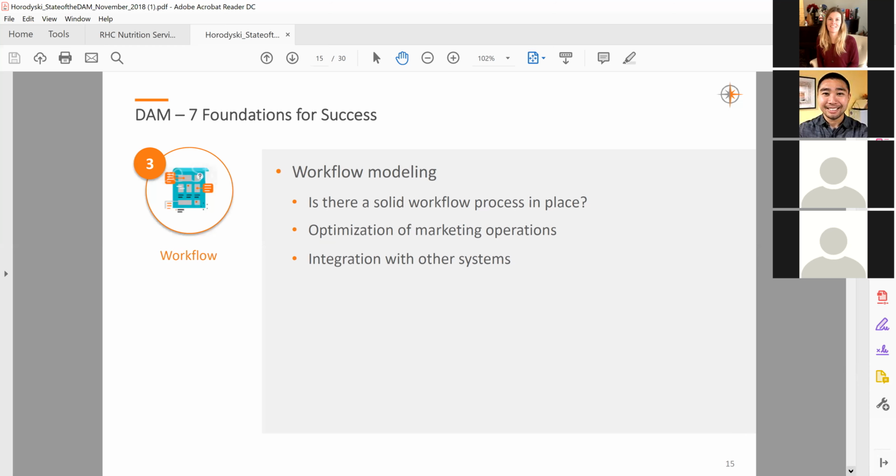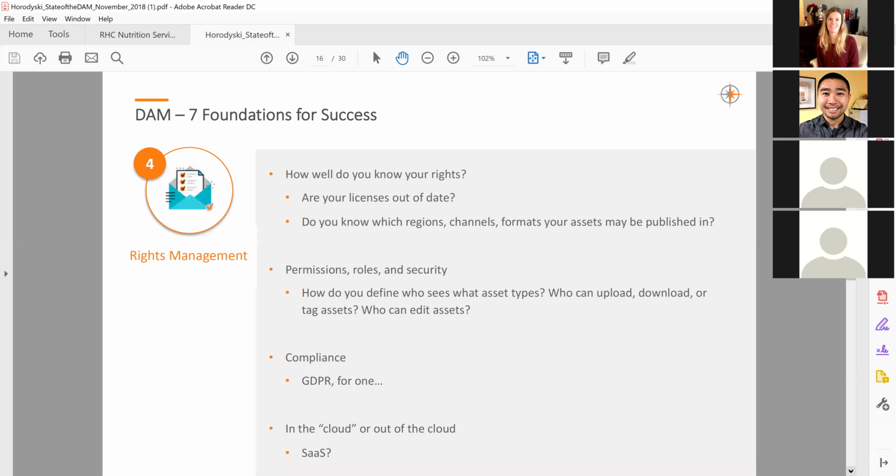The next one that I want to share with you all is rights management. If you're not familiar with rights management or licensing, you need to start learning those phrases as much as possible, because rights management is all about what can I do with this, how am I able to use it, when am I able to use it, and what are the rules behind those things.